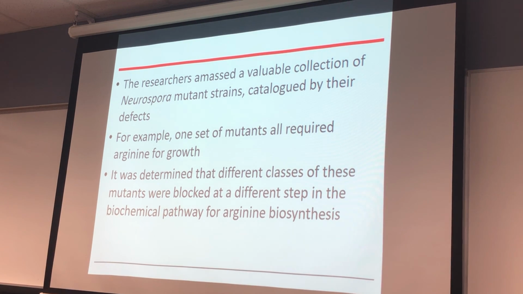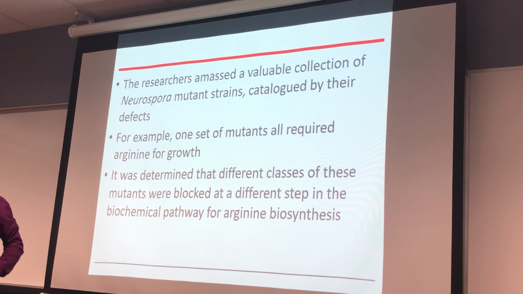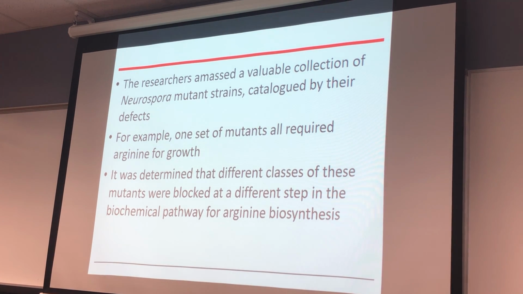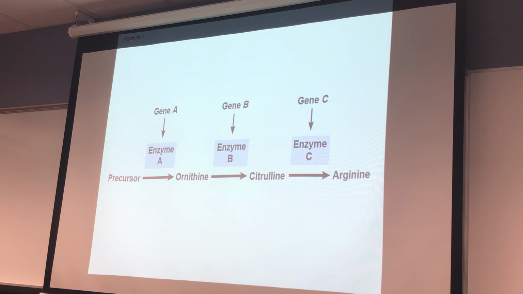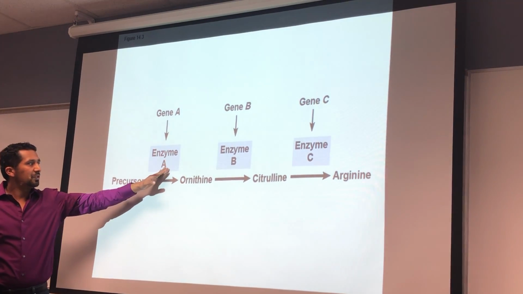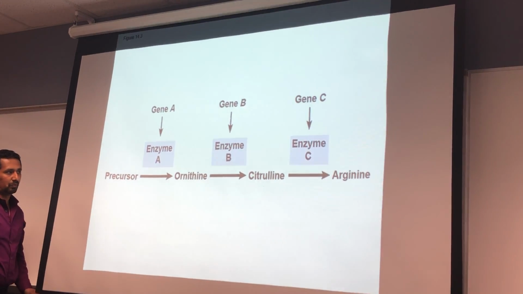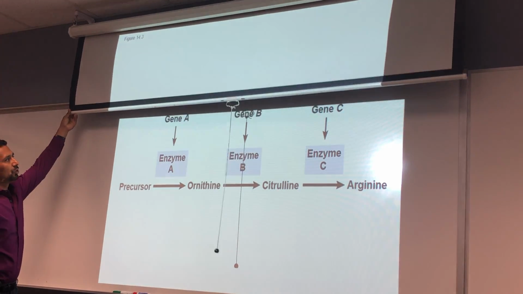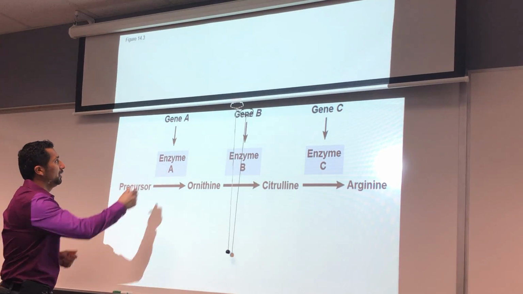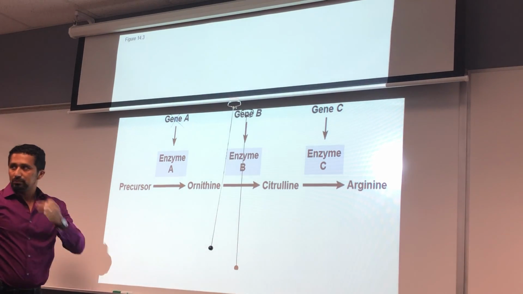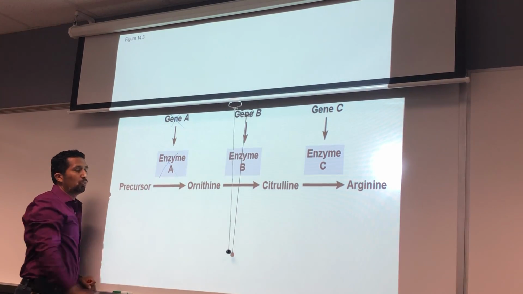So that's what they did. They did all these experiments, and for example, one set of mutants required arginine for growth. It was determined that these different classes of mutants were blocked at different steps in this biochemical pathway for arginine synthesis, and that's what they have right here. So, if the X-ray mutated gene A, enzyme A is a faulty enzyme. Enzyme A is no longer working.